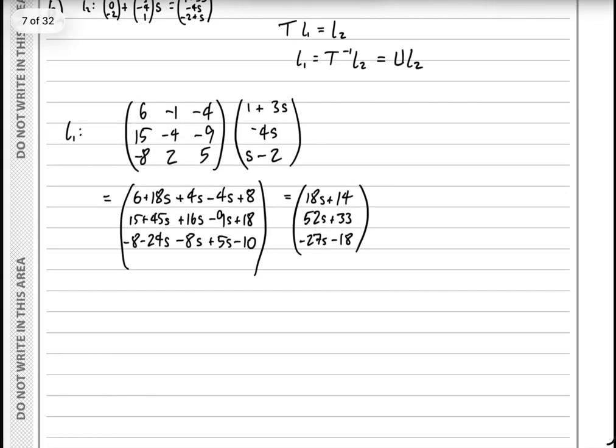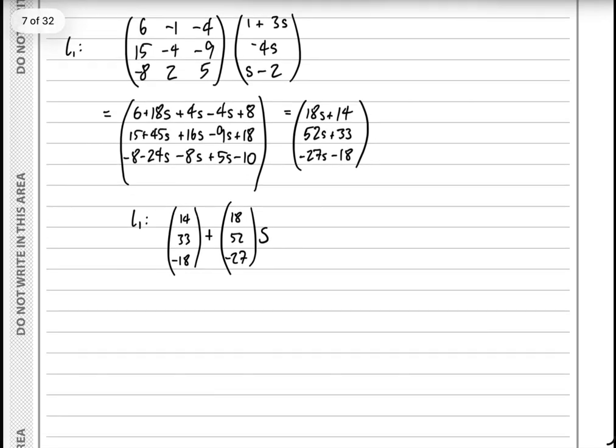So that's our general point, so we can write that as 14, 33, minus 18 plus s times 18, 52, minus 27, but we wanted it in Cartesian form, so that's x minus 14 over 18 is equal to y minus 33 over 52 is equal to z plus 18 over minus 27. Just a reminder of where that comes from if you're not sure why I've converted between the forms like that.